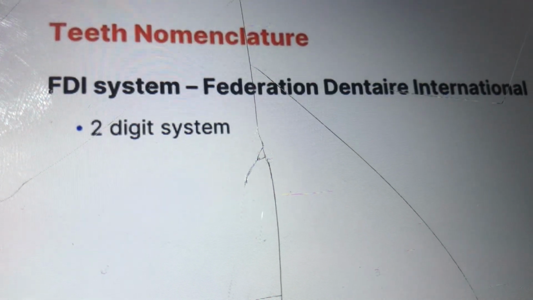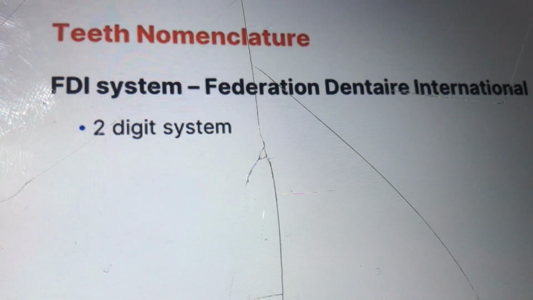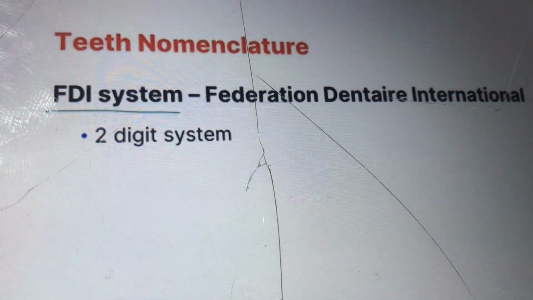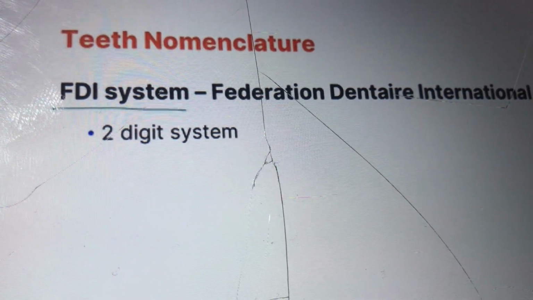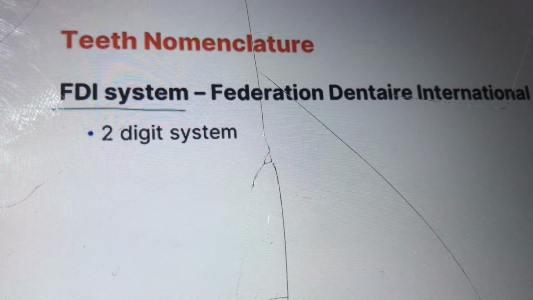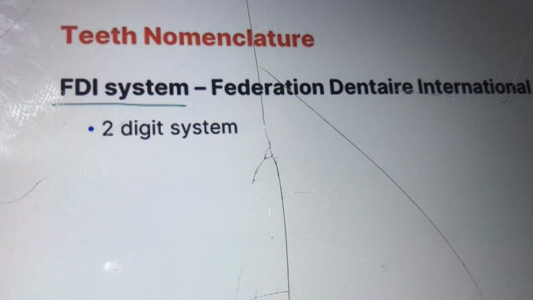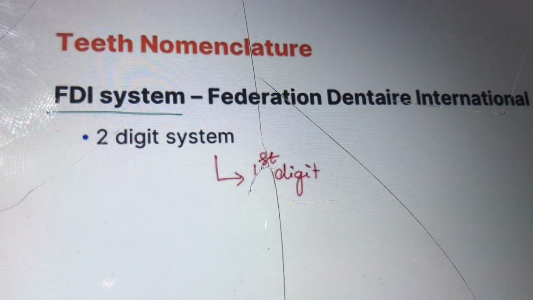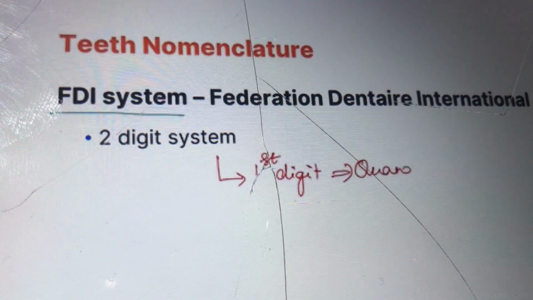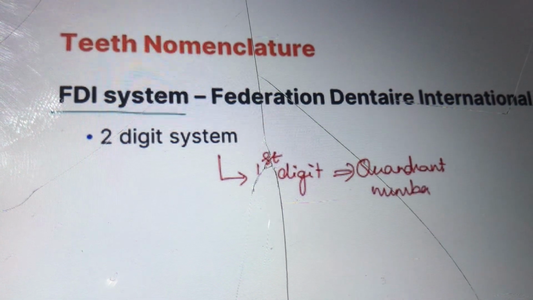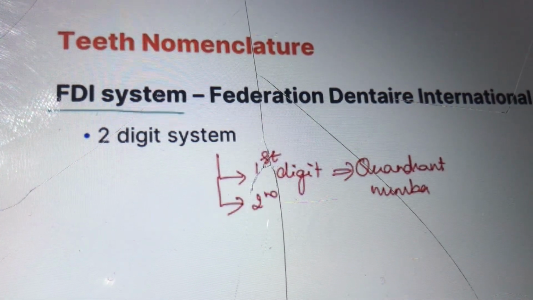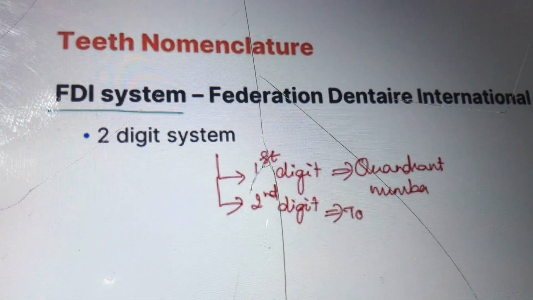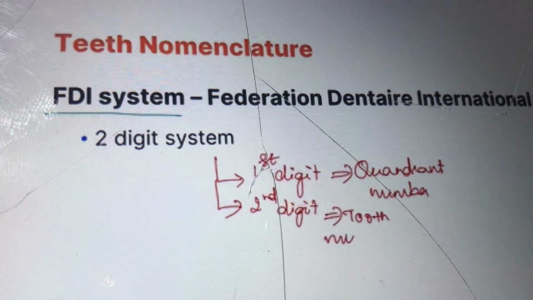Moving to the teeth nomenclature. The commonly used nomenclature is the FDI system of nomenclature, which is Federation Dentaire International. It's a 2-digit system wherein you have the first digit, which is the quadrant number, and you have the second digit, which comprises your tooth number.